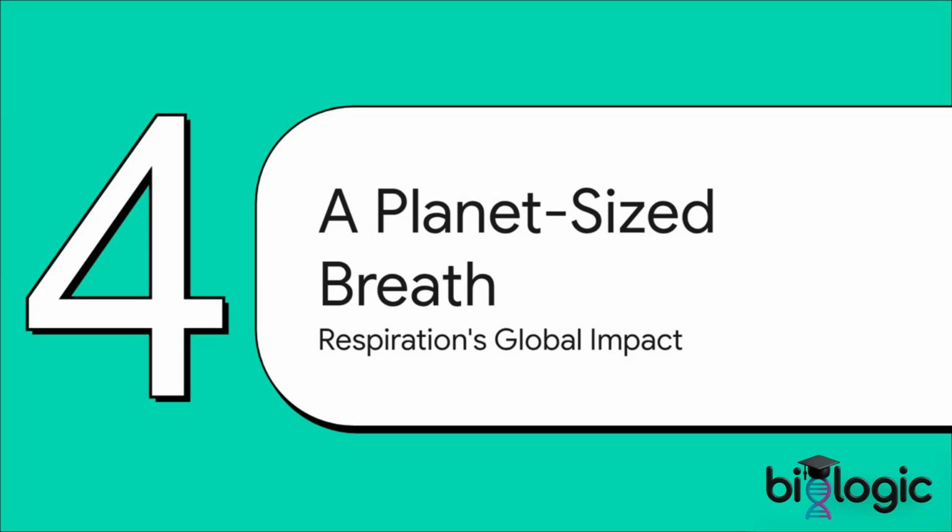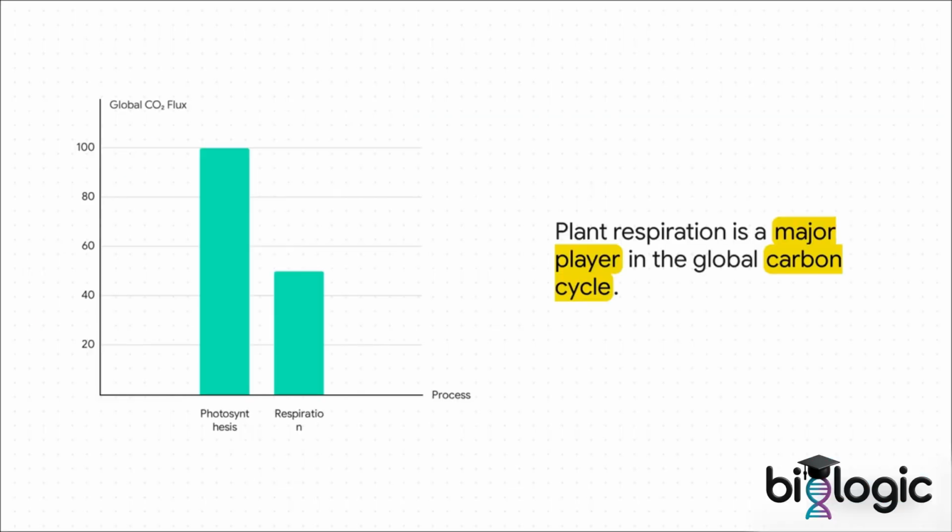Okay, so now let's zoom way, way out. This whole breathing process isn't just happening in one little plant. It's happening in every single plant, all across the entire globe, all at the same time. And when you add all of that up, well, the impact is just staggering. So, on a planetary scale, the amount of CO2 that plants pull in through photosynthesis is absolutely huge. But as you can see from this chart, the amount of CO2 they breathe back out into the atmosphere through respiration is also colossal. It's a two-way street.